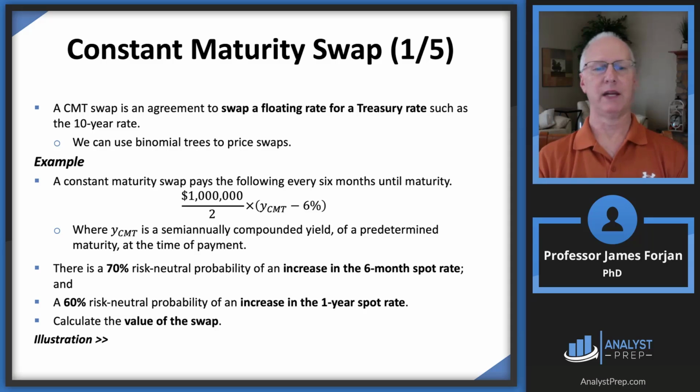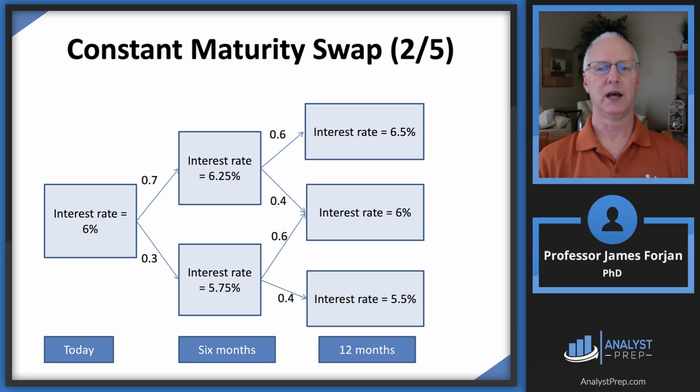Notice this, 70% risk neutral probability of an increase in the 6-month spot rate and a 60% risk neutral probability of an increase in the 1-year swap rate. Calculate the value of the swap. Let's see how simple this is here.